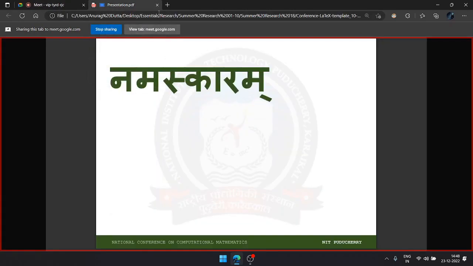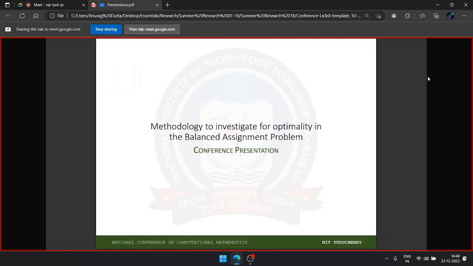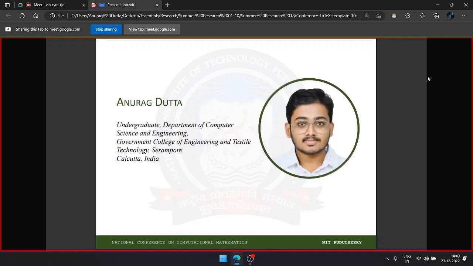Yes, it is visible. So, hello everyone, Namaskaram. This is Anurag, and today at the National Conference on Computational Mathematics, I am going to present a paper entitled Methodology to Investigate for Optimality in the Balanced Assignment Problem. Firstly, I would like to thank NIT Puducherry for hosting the conference and my fellow audience for allowing me time from their daily schedule. So, let's begin with the presentation.